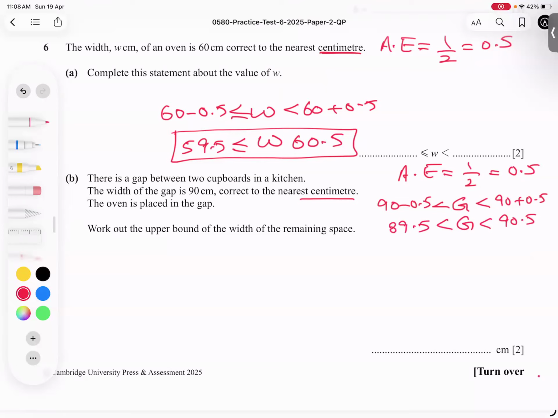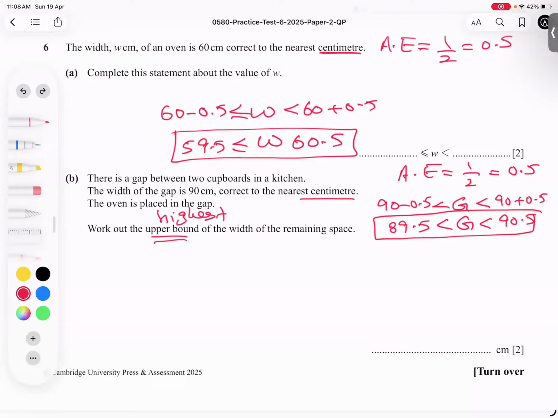Okay. Now we can focus and easily read the statement. The oven is placed in the gap. It means it will go in this gap. Upper bound of the width of the remaining space. Remaining space means we have to subtract. This is the highest and lowest width of the oven we can assume, and there's a gap, highest and lowest. And what is the way to get the upper bound, which is called the highest? How to get the highest gap in the middle? So the gap, naturally, we have to subtract from here and that one. So how to do this one? Let's try to do it.